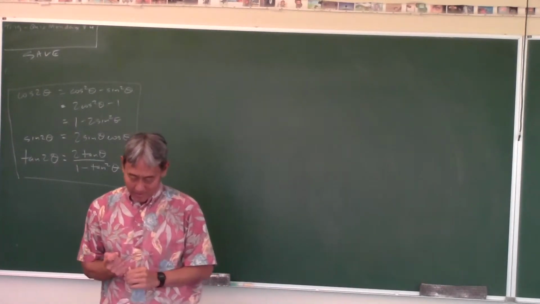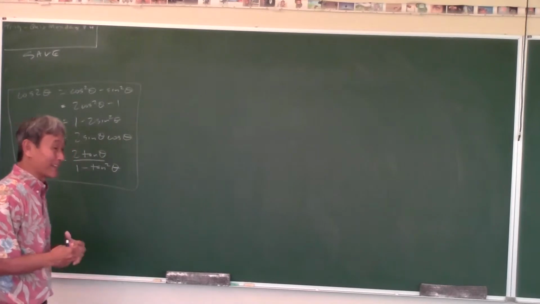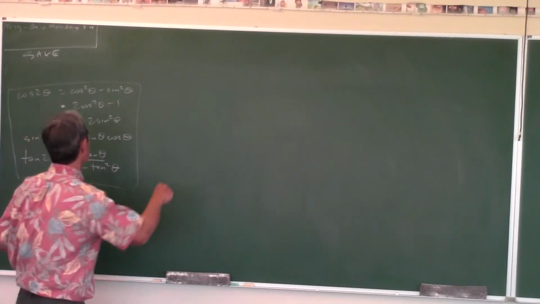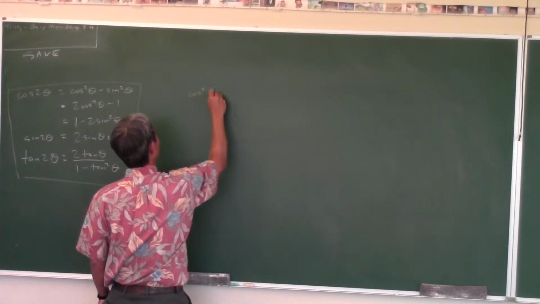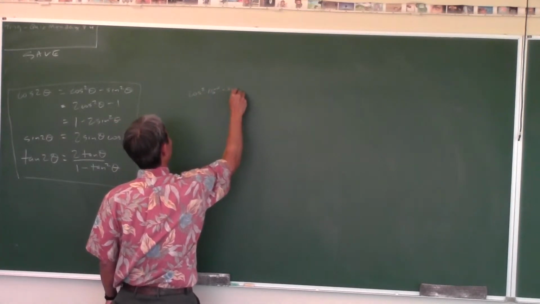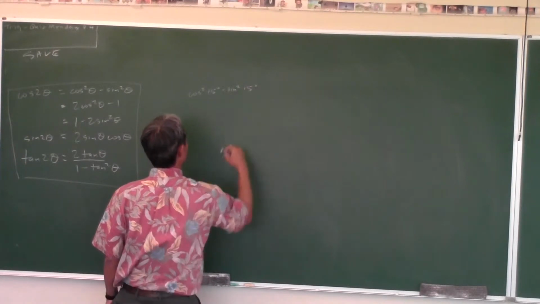Well, one of them, first of all, you got to recognize identities. Okay, I'll give you one. How about something like this? Cosine squared 15 degrees minus sine squared 15 degrees.